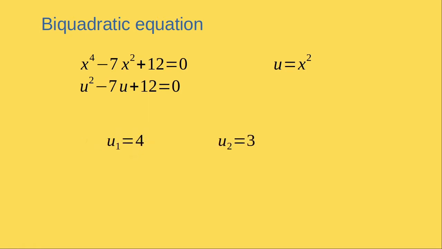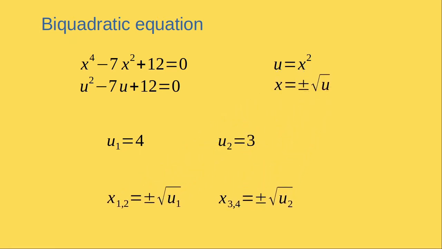All we need to do is to express these values in terms of x and we are done. But that's straightforward. Remember, we set u to x squared. This means that x is plus minus the square root of u. Plugging in the values for u gives the solutions x equals plus minus 2 and x equals plus minus square root of 3 of our initial equation.